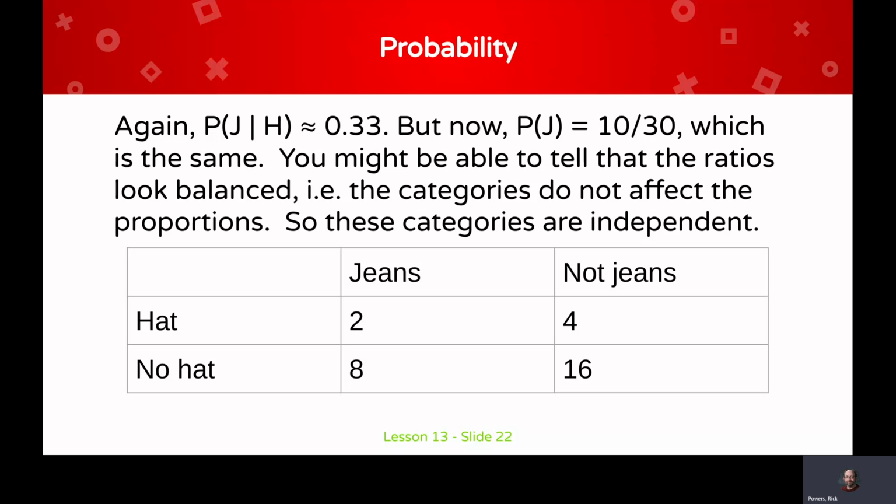Again, the probability of wearing jeans given hats is 0.33. But now the probability of wearing jeans is 10 out of 30, which is the same. You might be able to tell that the ratios look balanced. That is, the categories do not affect the proportions. So these categories are independent.